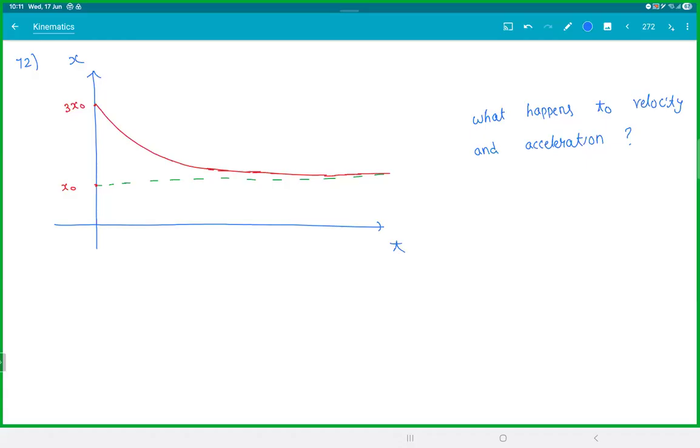Think for a minute. I'll give you one more like this. It's getting closer and closer to x naught, but you'll never touch x naught. There is not a line anywhere. It's just a curve.